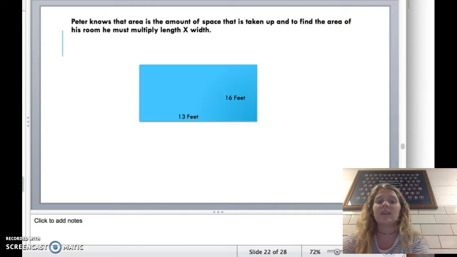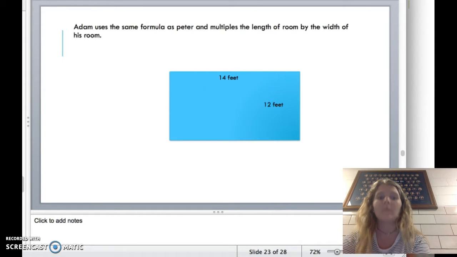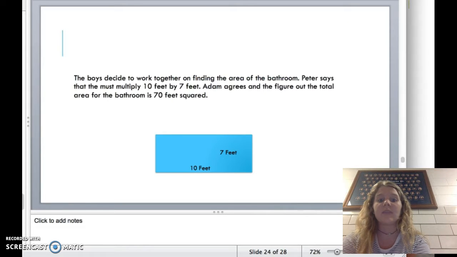Peter knows that the area is the amount of space that is taken up, and to find area, he must multiply length times width. Adam uses the same formula as Peter and multiplies the length of his room by the width of his room. The boys decide to work together on finding the area of their bathroom. Peter says that they must multiply 10 feet by 7 feet. Adam agrees and they figure out the total area of the bathroom is 70 feet squared.